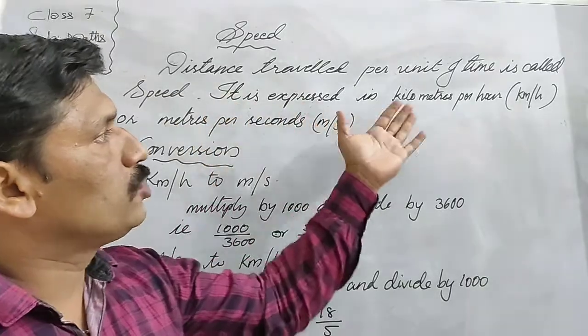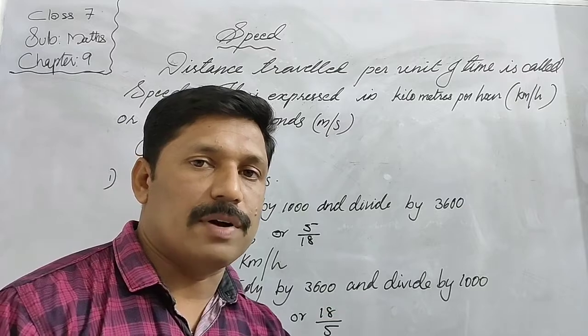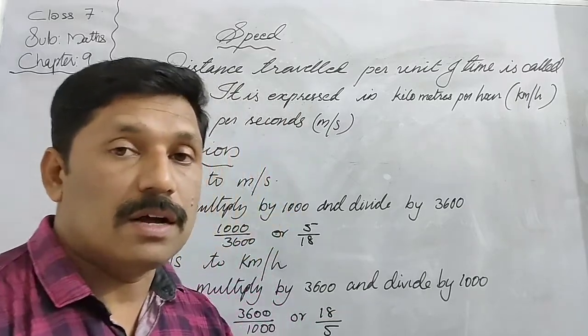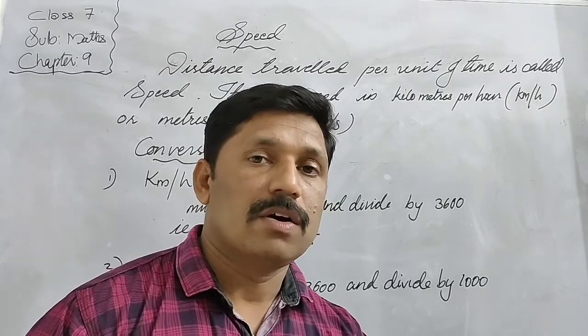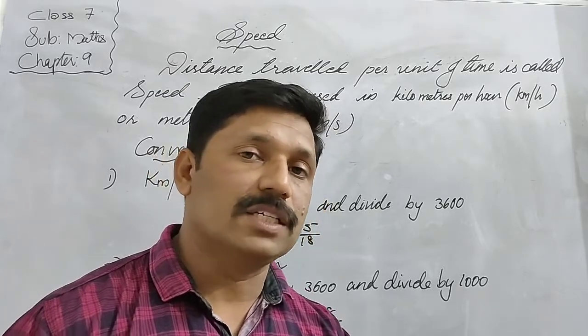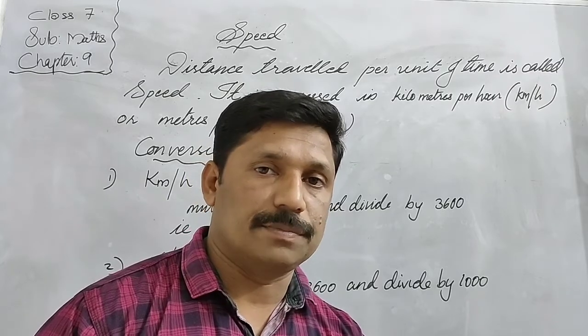It is expressed in kilometers per hour. We express it in kilometer per hour, meaning in 1 hour, how many kilometers that body travels, or in 1 second, how many meters it travels. That is called the speed of an object.